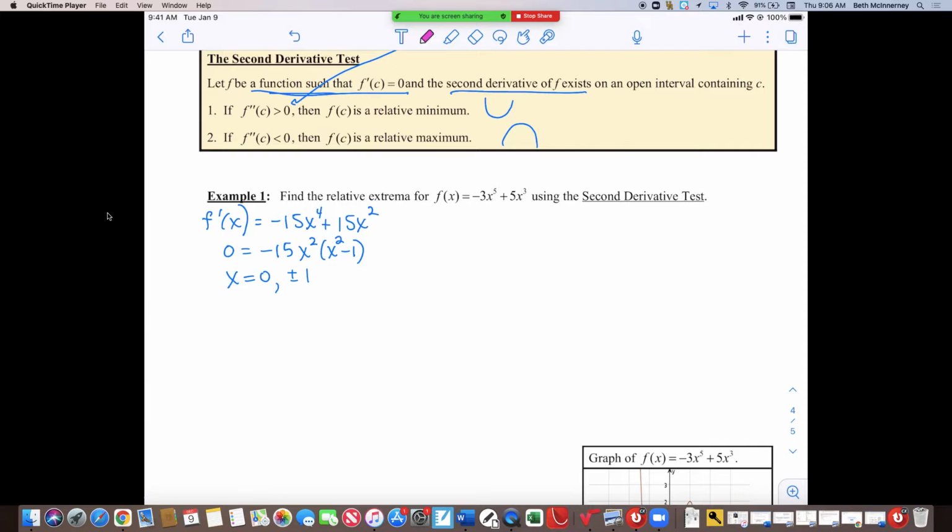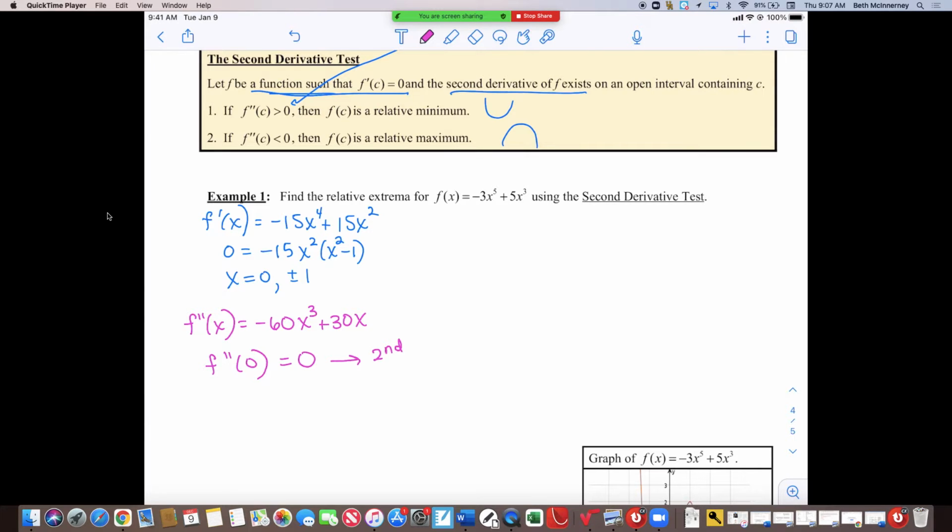Now I'm going to go find the second derivative. So I bring down the powers, decrease by 1. And so here's what you're going to do. You're going to go find f double prime. Do you see f double prime of these 3 values?